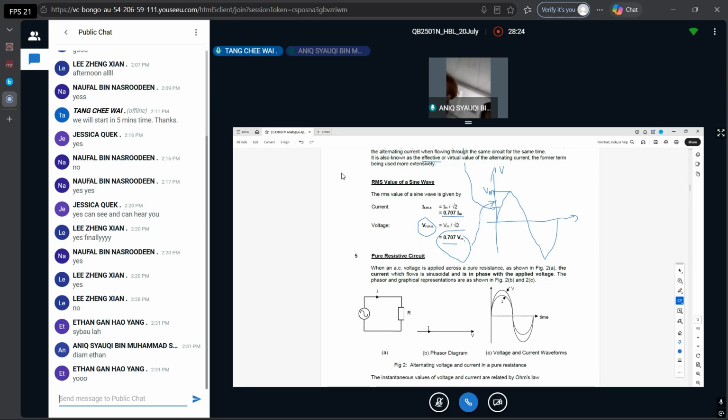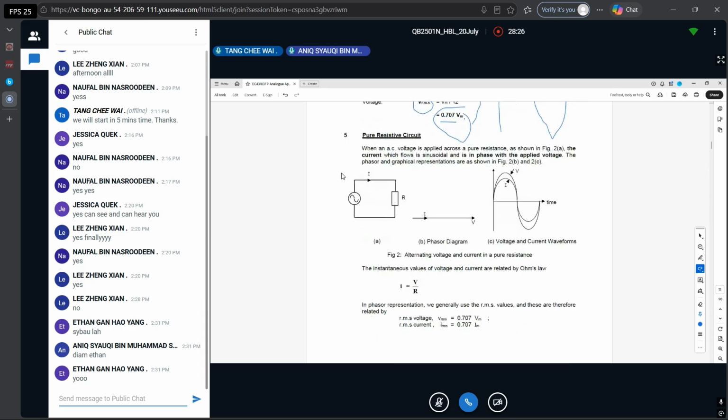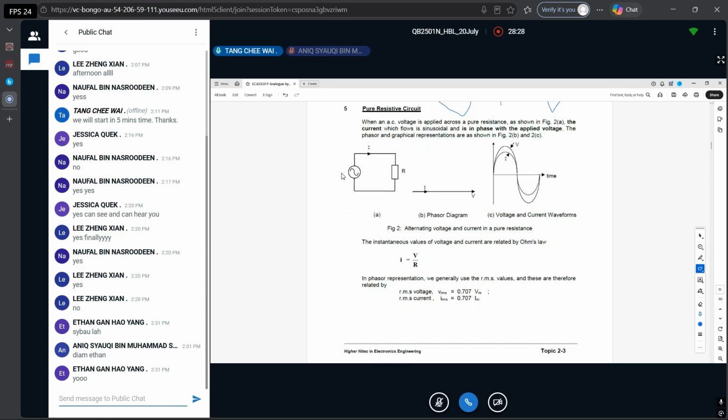Then we move on from here. I think I have started on this part: the theory of the resistive circuit. First things first, you look at this circuit. There's only a resistor, one component here only. The supply is still AC, I think you see the symbol there. So from here we look at the phasor diagram, rather the waveform, of voltage and current.